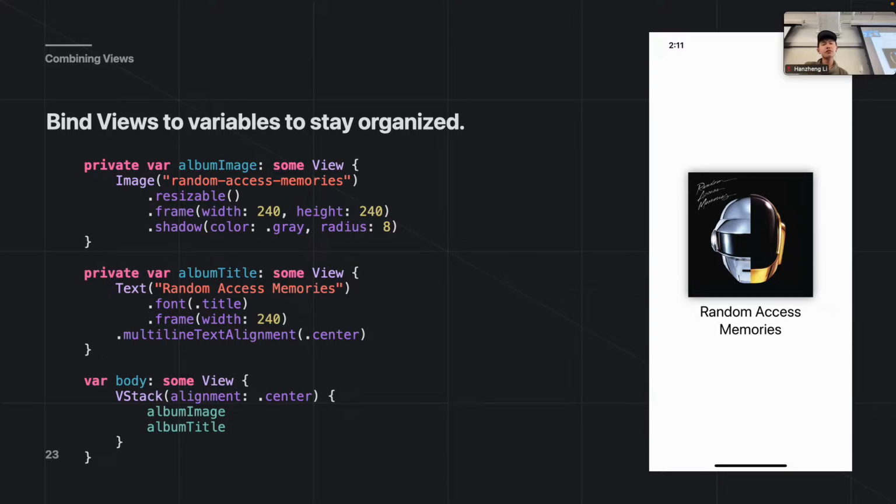And then another thing to note is that the type of these is annotated as some view. That just means that it is some view, right? You don't need to declare that it's an image view. You don't need to declare that it's a text view, right? You just say it's some kind of view, and then SwiftUI will infer the rest. And then in the body, I just simply refer to them in the VStack, and that's it. That's all I need. So this cleans up my code quite a bit.